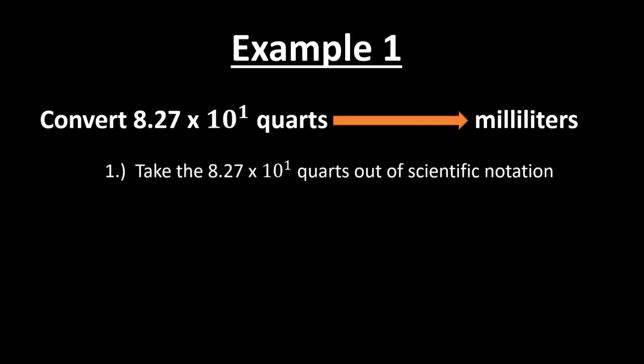The first thing we're going to do is take that 8.27 times 10 to the 1 out of scientific notation. That's going to give me 82.7 quarts. I moved that decimal point over to the right one space, and I knew to move it one space because I have one superscript right here. Had that superscript been a different number, I would have moved the decimal point a different number of times, but we have a 1, and so I moved that decimal point one space.